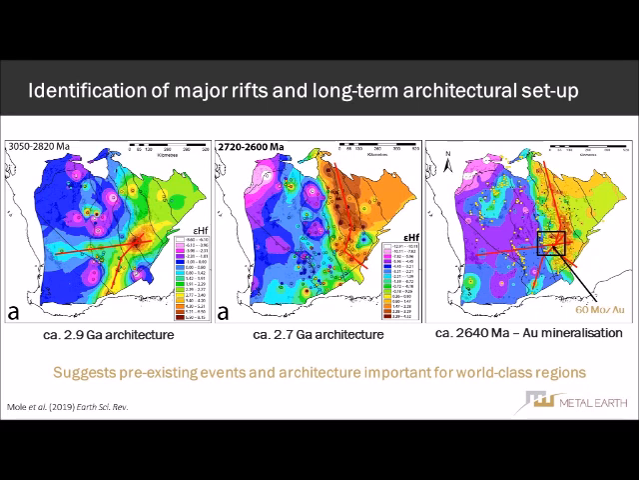Again, this is all empirical, but as I said, it's a lot of interesting ideas that we've been looking at over the years. And like I said, this suggests pre-existing events in architecture are important for world-class regions. And it's not only in cratons that we see this. In South America, in the Andes, where you have multiple generations of faults that are intersecting, that's where you find big gold deposits.